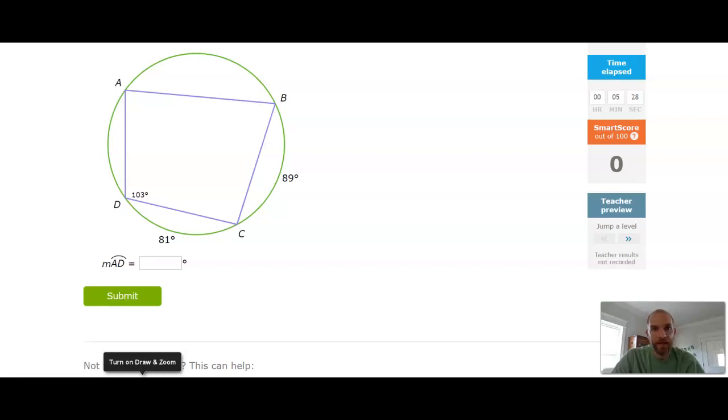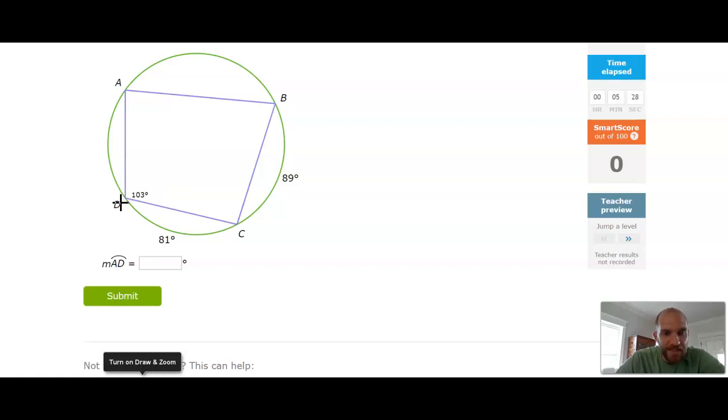We're going to take a look here at IXL Geometry U12, which is Inscribed Quadrilaterals Part 2. This one's a little bit more involved than Part 1, and you'll see why. If we take a look at this first circle here, we see we've got quadrilateral ABCD inscribed in the circle. And we're going to go ahead and start labeling some things that we know about this quadrilateral.